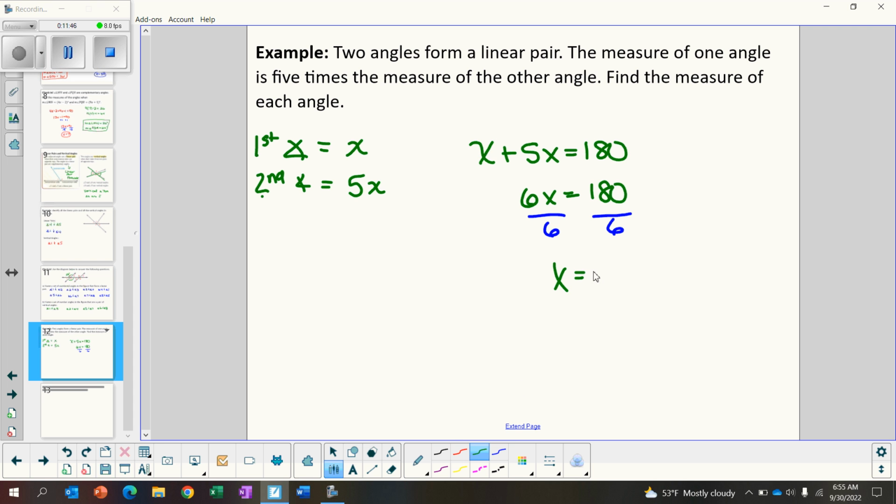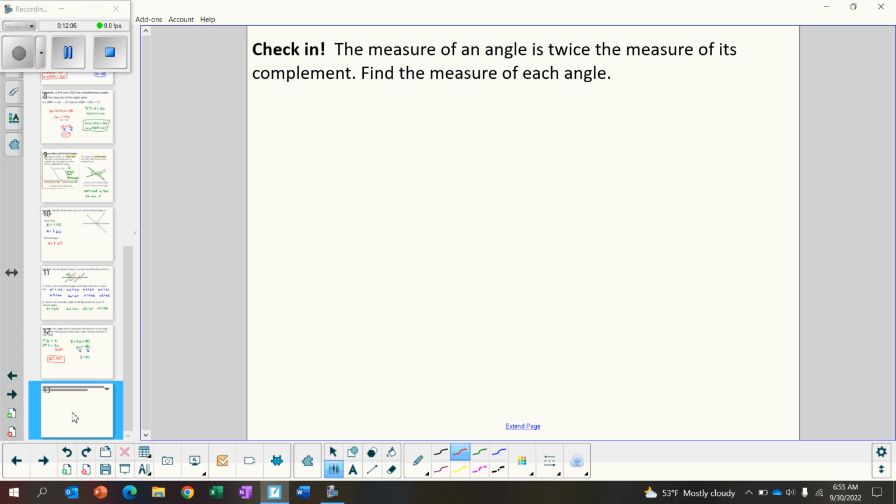So we get x is 30. And if it wants us to find the measure of each angle, I would put it back. First one would be 30 degrees, and the second one is 5 times 30, or 150 degrees. You can try the last problem. Pause it now, and when you have your answer, hit play to see it.